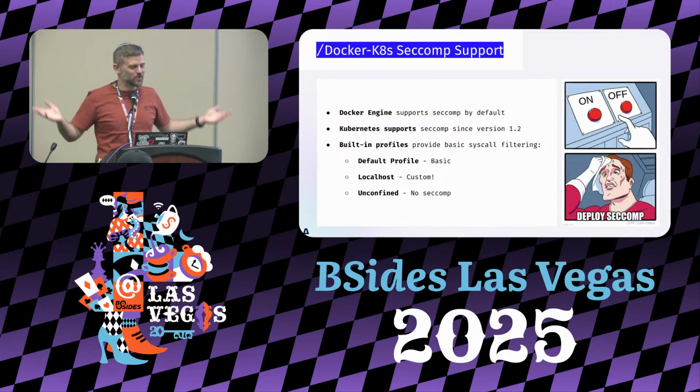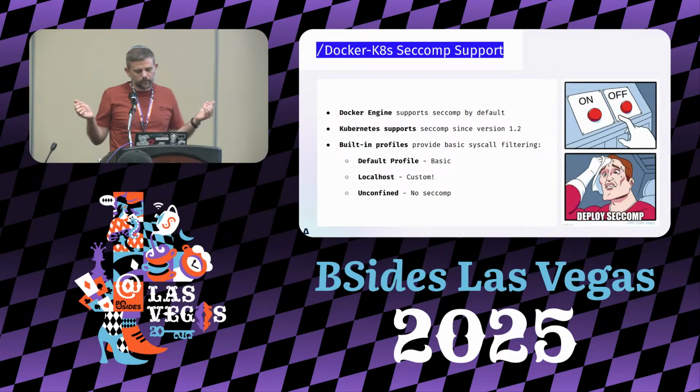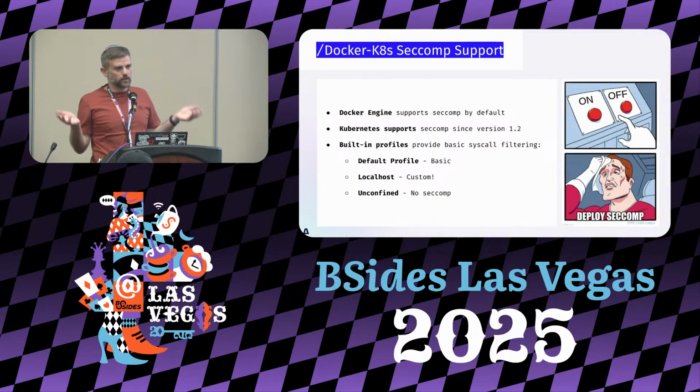SecComp, security, no security. Kubernetes disabled SecComp in the container runtime by default for every workload you're running, so you're not inheriting the good things that Docker came with. It was reintroduced in 1.2. Kubernetes reintroduced the support, so you can define the basic SecComp profile, or you can bring your own.